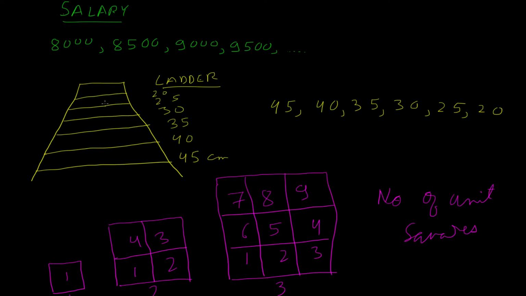Another example is if we have a ladder of such kind where the length decreases. So let's say the length at the base is 45 centimeter, then it reduces to 40, then to 35, 30, 25, so on up to the top. So again we have a sequence here: 45, 40, 35, 30, 25, 20.